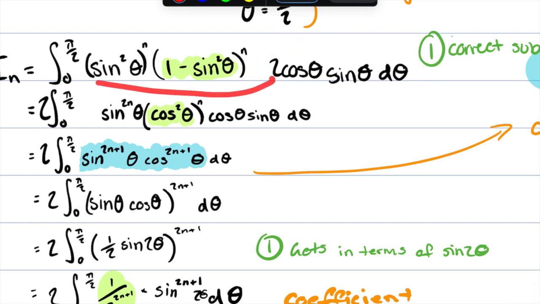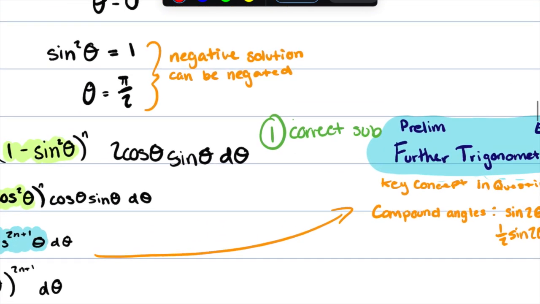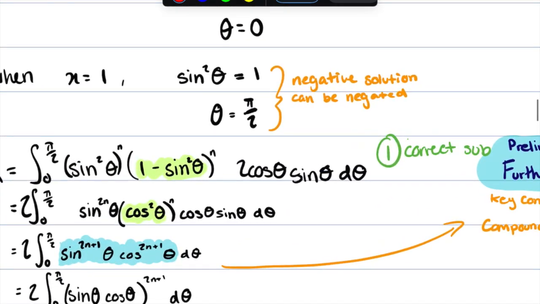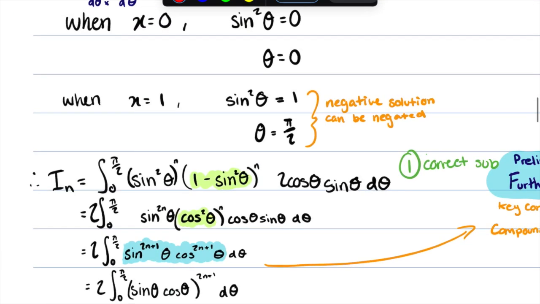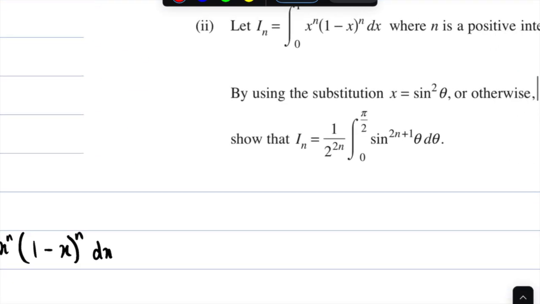Bringing this 2 at the front, we get that 2 times the integral between 0 and pi on 2 of sine of 2n theta. We can see we just multiplied through using our index laws, times cos squared theta, which we know from our Pythagorean identity, to the n, cos theta sine theta d theta. We get our first mark here for providing a correct substitution from the given substitution in the question.